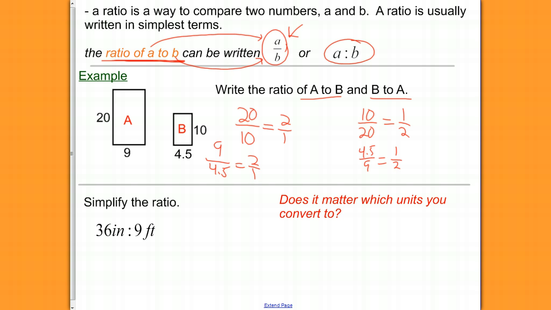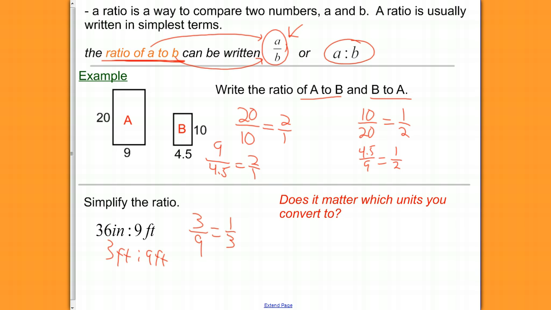This bottom example says simplify the ratio. Notice we're talking about two different units of measurement. When you are comparing things in a ratio, you should be looking at the same quantity, the same units. So what we want to do is convert these things. 36 inches is 3 feet. So 3 feet compared to 9 feet, we're talking about 3 over 9, which is 1/3.